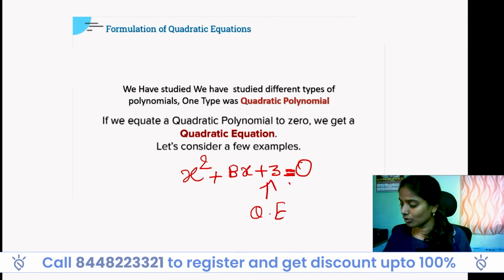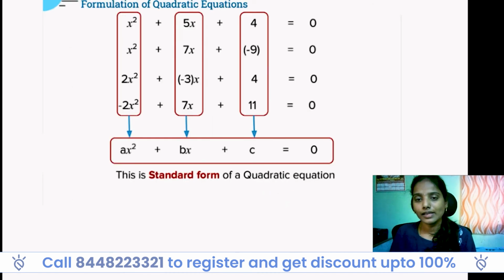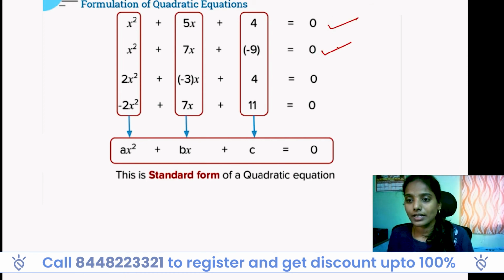Let's see some examples. See how the example is: x square plus 5x plus 4 equal to 0. x square plus 7x minus 9 equal to 0. 2x square minus 3x plus 4 equal to 0. Minus 2x square plus 7x plus 11 equal to 0.